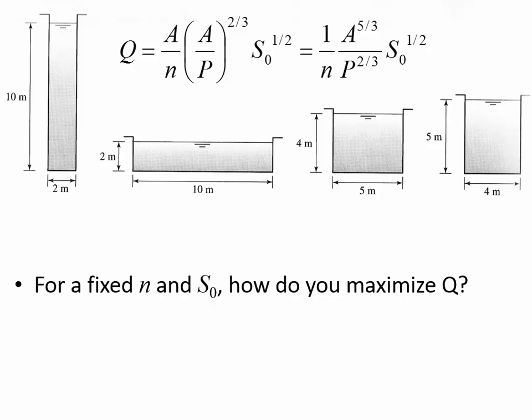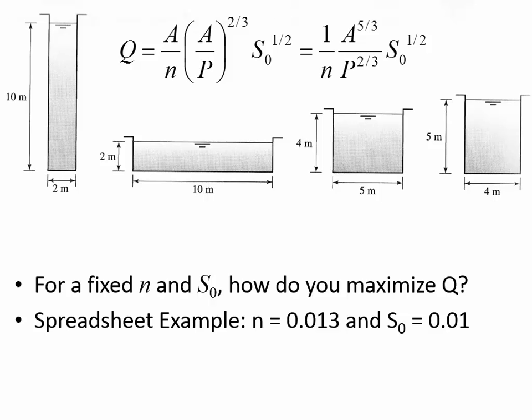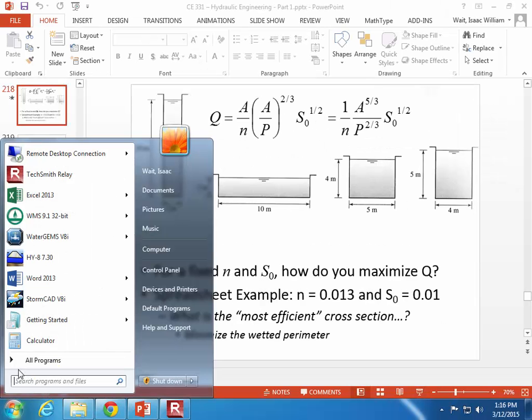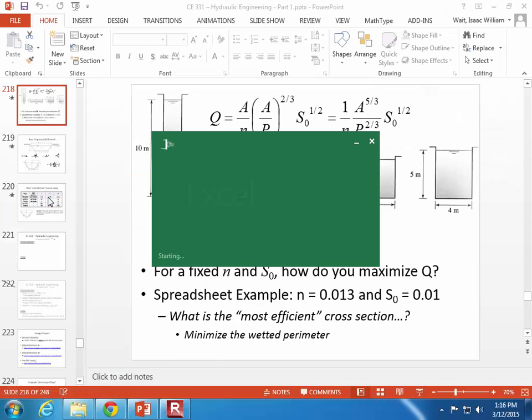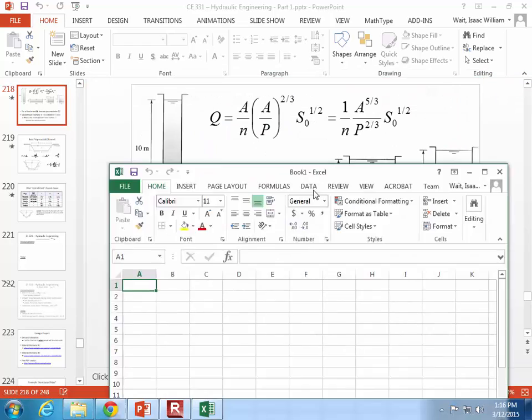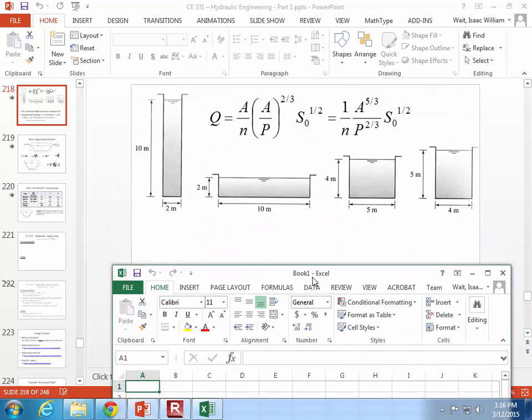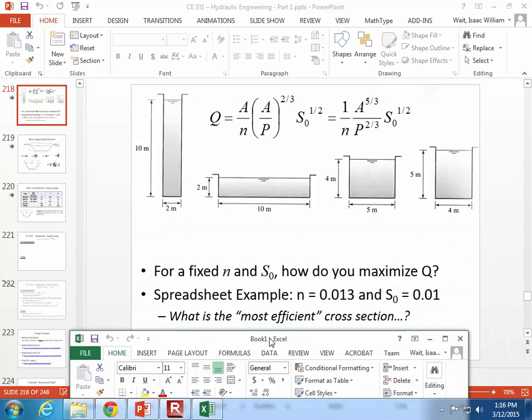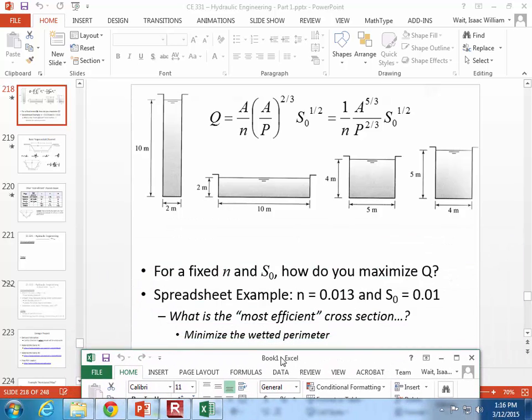Yeah. So let's do that using a spreadsheet as an example. And the nice thing about a spreadsheet is it gives us the opportunity to play around with numbers really quickly. So let me just fire up a spreadsheet here, and we'll try and find out what's the most efficient cross-section. What's the cross-section that gives us the best flow rate?